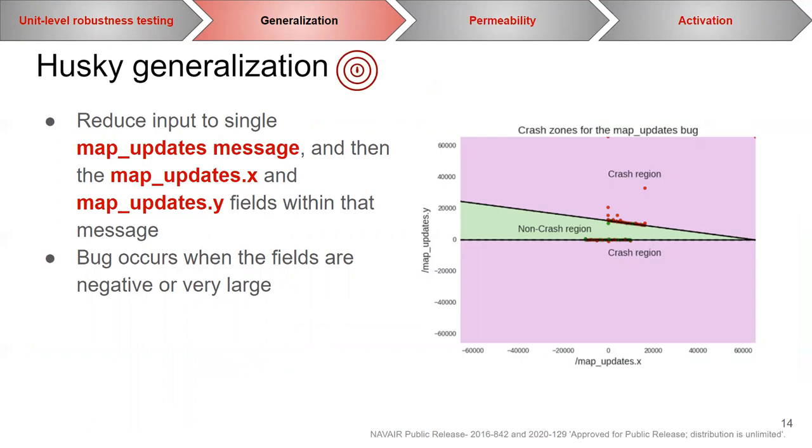We derive a unit-level rule that shows that this particular bug occurs when these fields are generally negative or very large, as shown by the lavender regions to the right. The area of this graph represents the input space of the map_updates x and y fields, and our tool determined the boundary of the crash region by intelligently sampling values in the space. Note that this exploration step was made more efficient because we had minimized the input down to the relevant fields, which significantly reduced the search space.